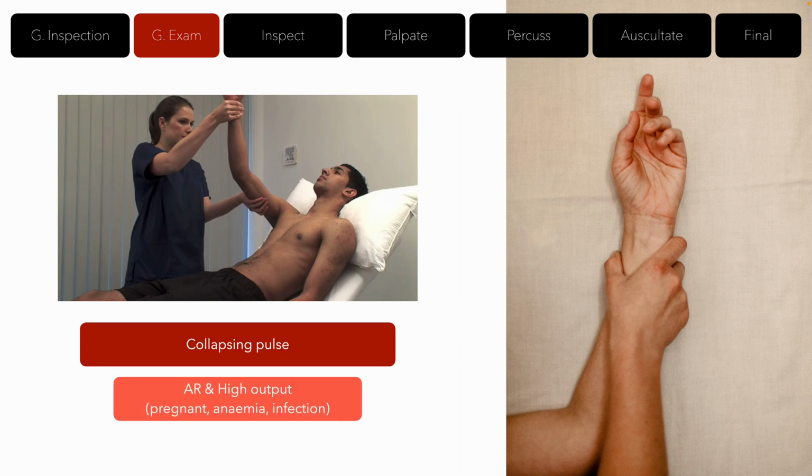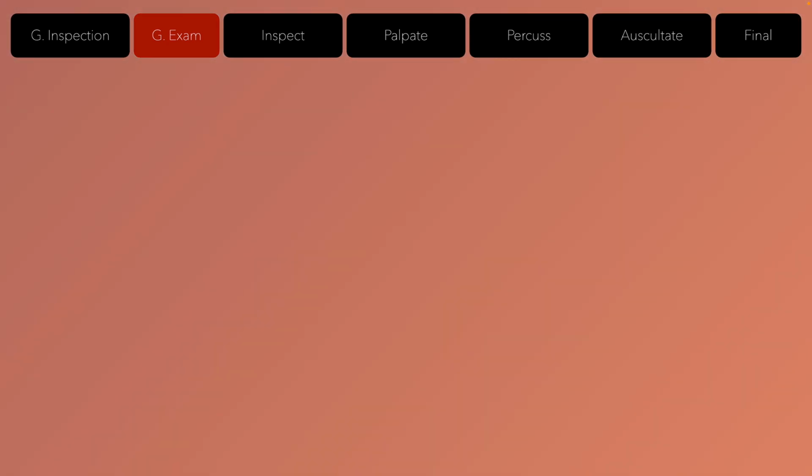So for the collapsing pulse, think aortic regurgitation because the left ventricle empties, but then the valves don't close, so the blood flow drops back into the heart. Or think a high output of the heart. It's like constantly going woof, woof, woof. So think pregnancy, anemia, or any kind of infection.